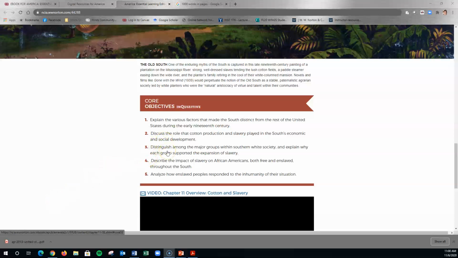Which then takes us into number 3: distinguish among the major groups within Southern white society and explain why each group supported the expansion of slavery. Then you're going to switch over and talk about the impact of slavery on African Americans, both free and enslaved throughout the South, and finally analyze how enslaved peoples responded to the inhumanity of their situation. So that's what the chapter is going to take us through.